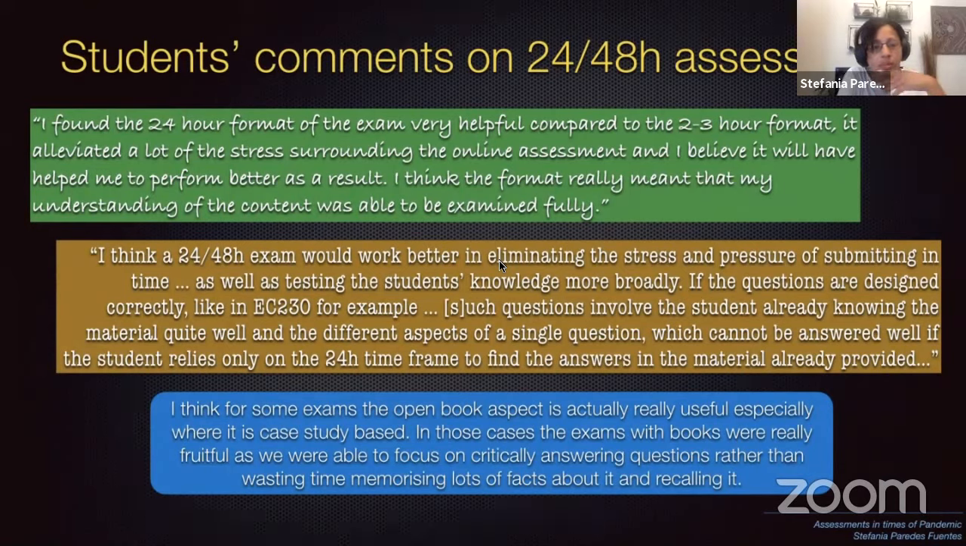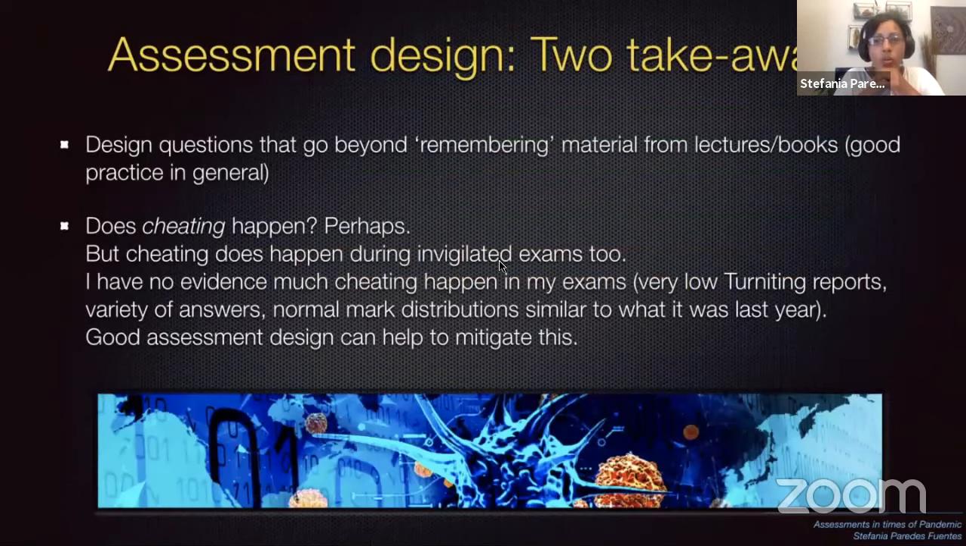However, with the 24-hour or 48-hour format, they found that they could actually apply the knowledge. And so that was quite good. So what did I learn? If I have to take two things out of this, it's that it's just good practice in general, even if we go back to sitting exams in a classroom, to design questions that go beyond remembering material from lectures or books.